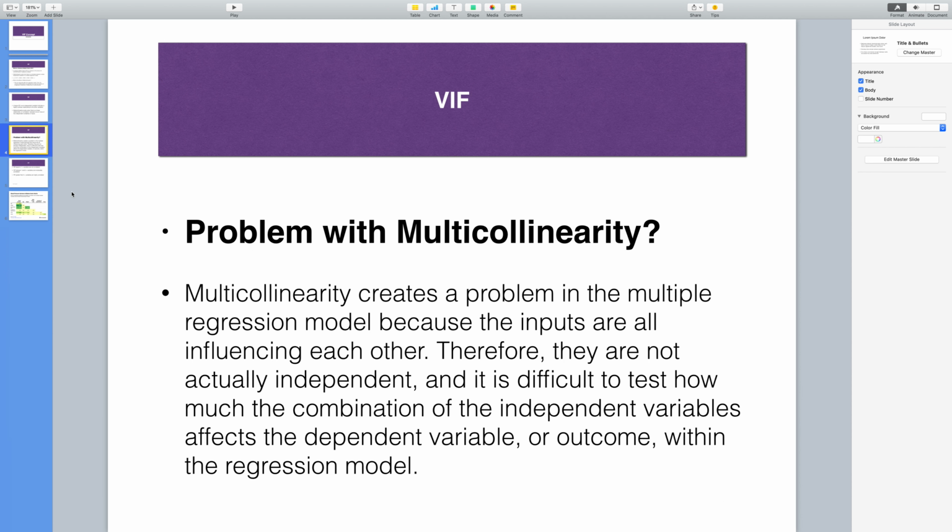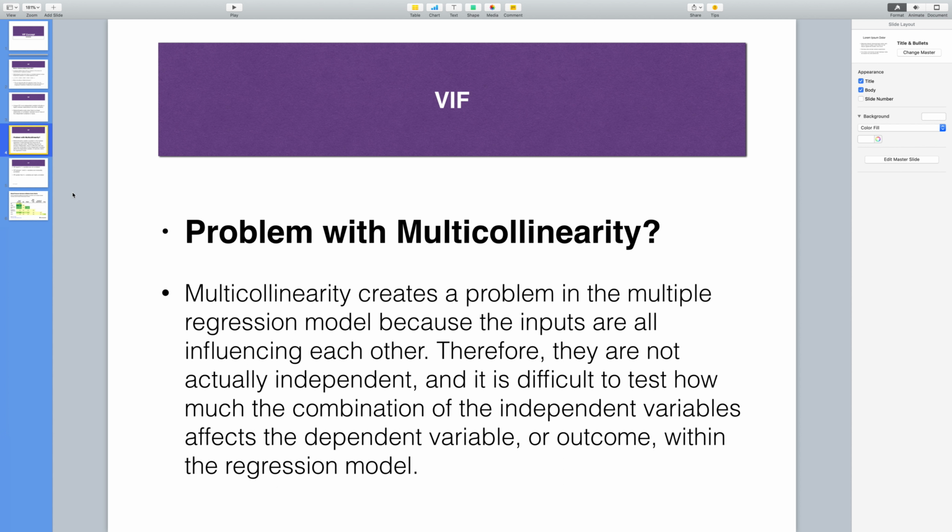All right, so the problem with multicollinearity is it basically creates a problem in the multiple regression model because the inputs are all influencing each other. Therefore, they are not actually independent. And our job is to make sure they are independent variables. So if I talk about x1, x2, x3, x4, x5 in the previous equation, then I want all the independent variables not having any correlation between them. That's the whole idea of making them independent variables.